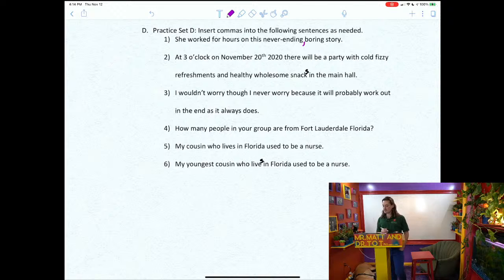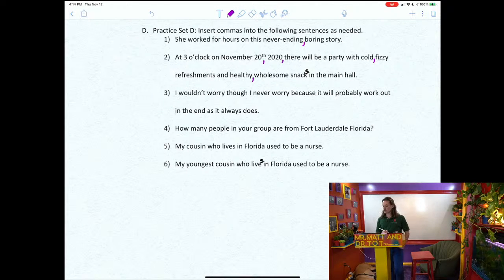Number 2, at 3 o'clock on November 20th, 2020, there will be a party with cold, fizzy refreshments and healthy, wholesome snacks in the main hall. So we have that formal date, so we need commas surrounding the year that's occurring mid-sentence. Now, cold, fizzy refreshments. We could also say fizzy, cold refreshments. So because we can switch them around, we do use a comma. And healthy, wholesome snacks. We could also say wholesome, healthy snacks. That's fine. They're both equally modifying snacks, so we can use a comma between them.